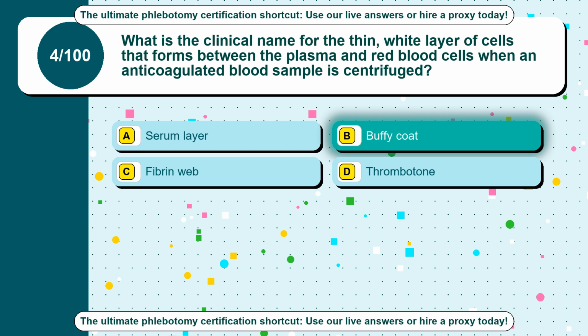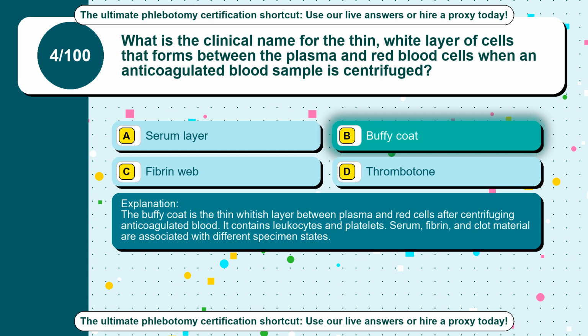Buffy coat. The buffy coat is the thin whitish layer between plasma and red cells after centrifuging anticoagulated blood. It contains leukocytes and platelets. Serum, fibrin, and clot material are associated with different specimen states.